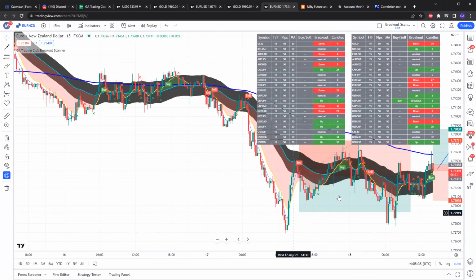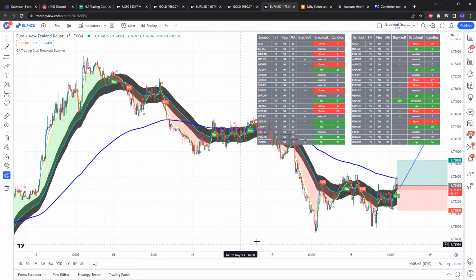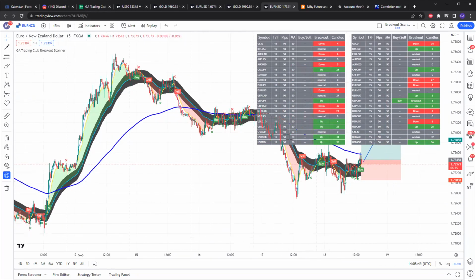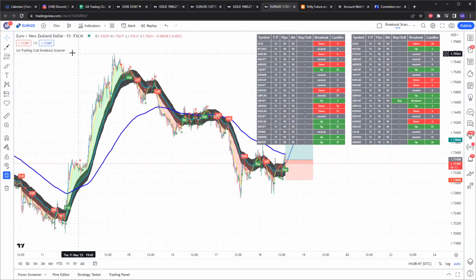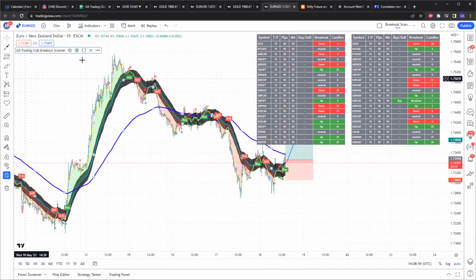Okay, but let me reanalyze the trade itself. I know some of these pairs, the pippage moves differently. So definitely for Euro NZD, let me even turn off the buy and sell signals. I really don't like having a chart with buy and sell signals. Let's see, they should go away.